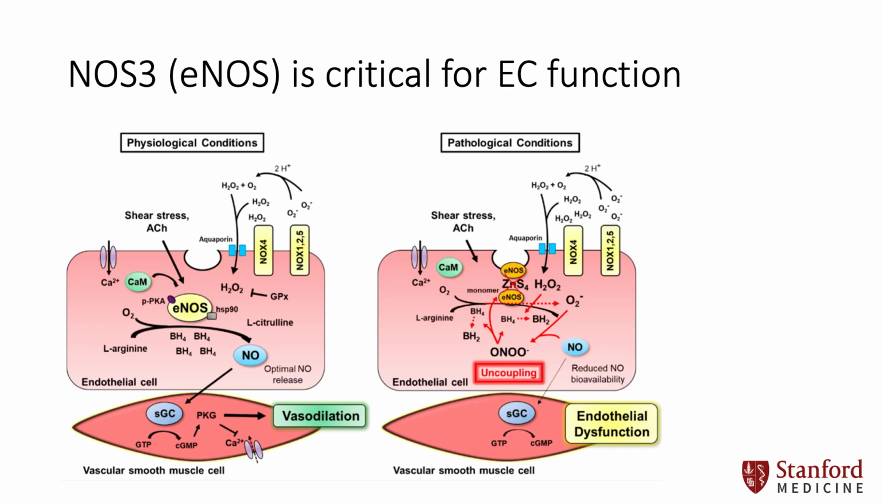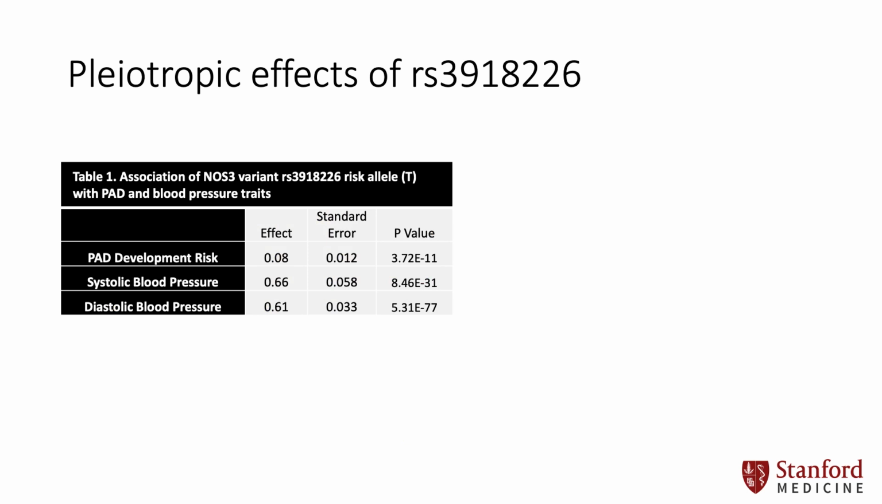In endothelial cell dysfunction, impairment of endothelial nitric oxide synthase reduces bioavailability of nitric oxide and inhibits the ability of the smooth muscle to vasodilate. So clearly it's critical for vascular homeostasis.